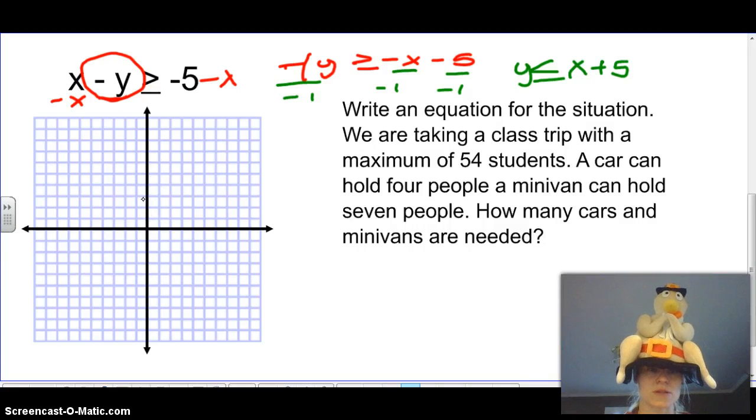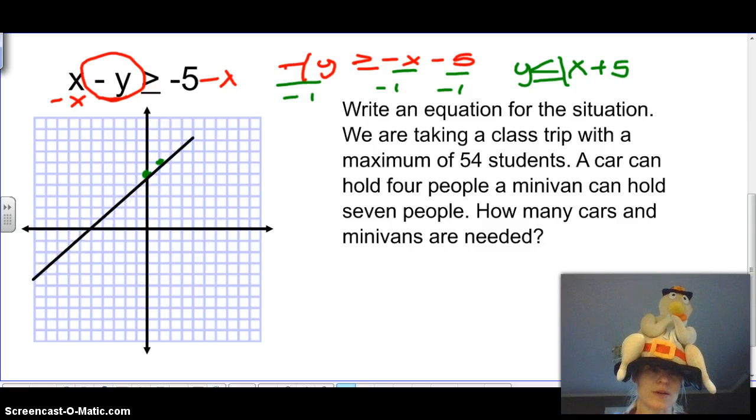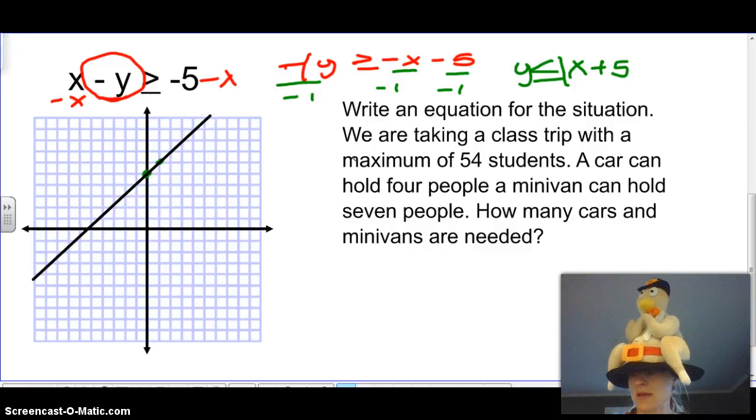Y-intercept is 5. 1, 2, 3, 4, 5. Slope, remember there's a 1 in front of the x, so it's 1. Rise 1, run 1. I'm going to look at my sign. That's an equal to sign, so that tells me that I need a solid line. So I'm going to draw a solid line through there. Okay. And then again, I want a test point.